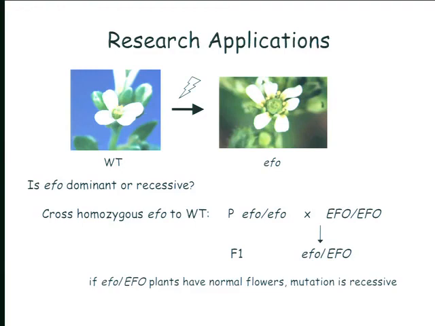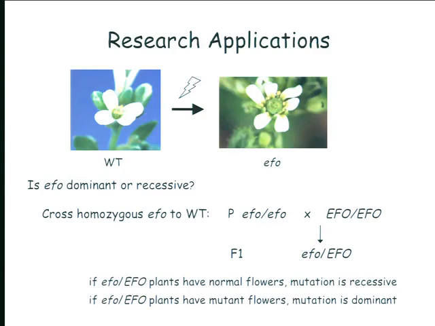But there's another possible outcome, which is that these heterozygous plants could have mutant flowers, like this one. In that case, the mutation is dominant, right? Because the definition of dominant is a phenotype that's visible even when there's only 1 copy. If that's the case, somehow this mutant EFO product is interfering with the activity of the wild type product and not allowing it to make the normal 4 flowers. Okay, so this is a very simple way that we can take a new mutant and identify whether it's dominant or recessive.